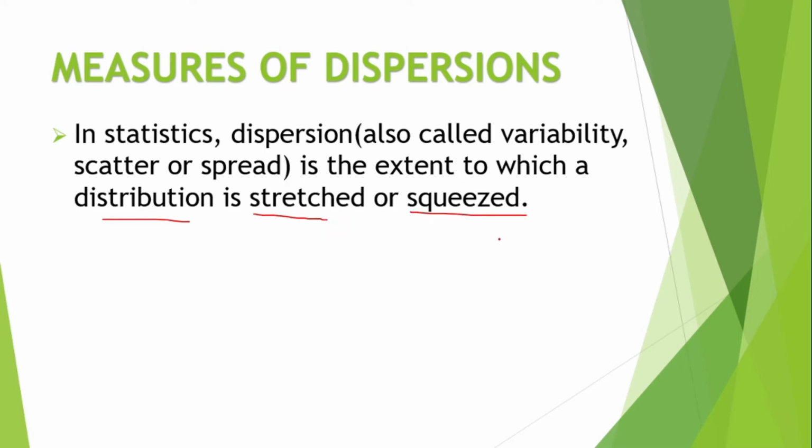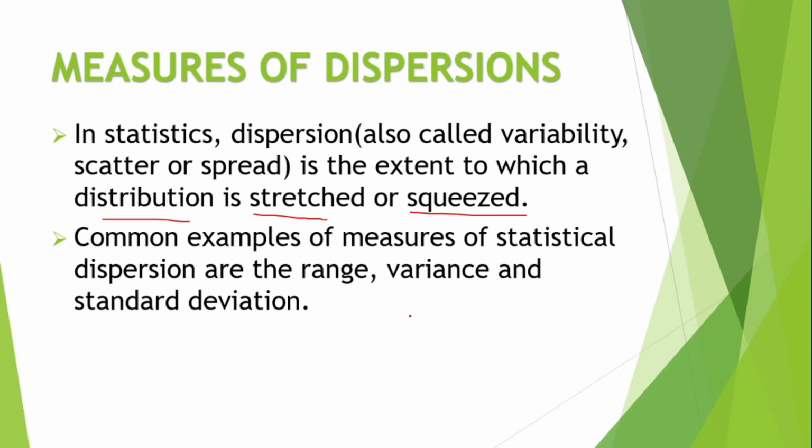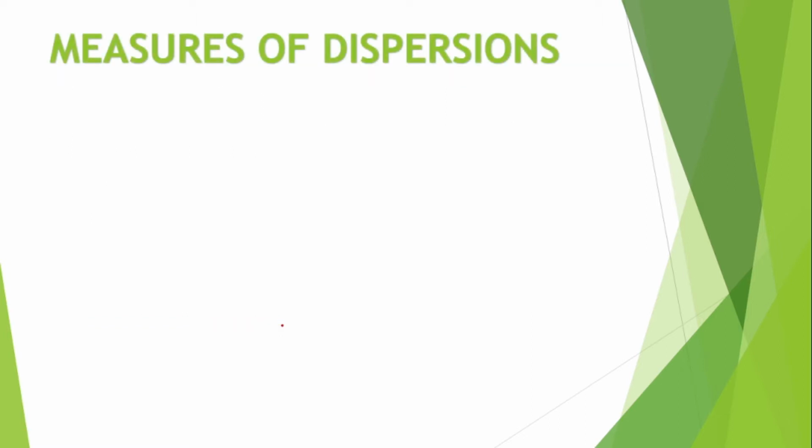Some examples of dispersion are the range, standard deviation, and the variance. So here are the common examples of measures of statistical dispersion: the range, variance, and the standard deviation. Let us first discuss the meaning of the range.